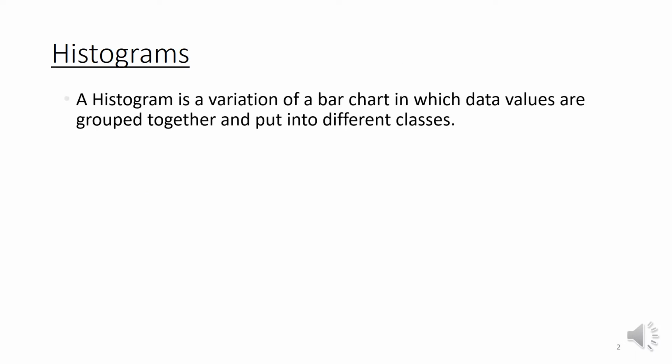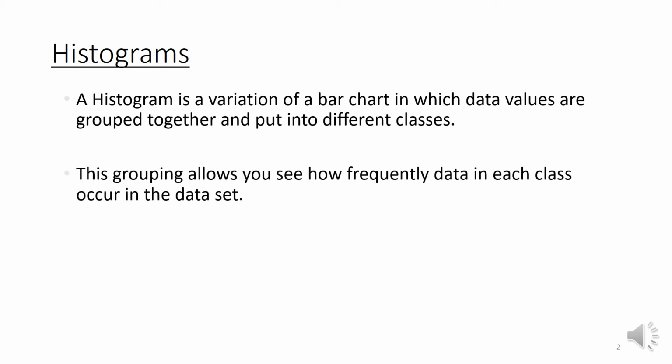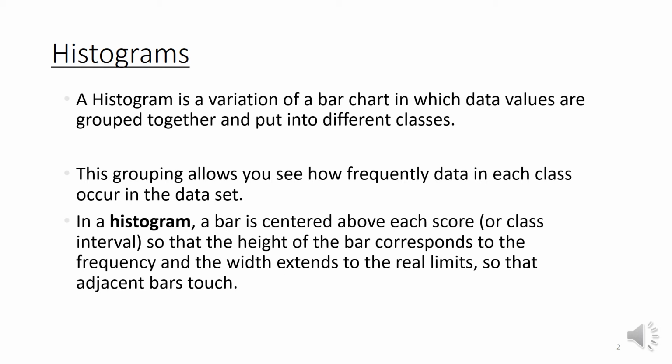A histogram is nothing but a bar diagram in which the bars are adjacent to each other. They stick to each other. This bar chart divides the bars as per our classes. This grouping shows how frequently data occur in each class in the data set, according to its frequency. In a histogram, the bars are placed right next to each other.